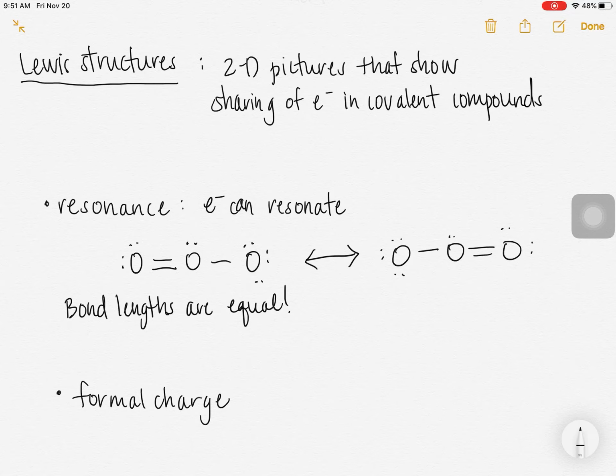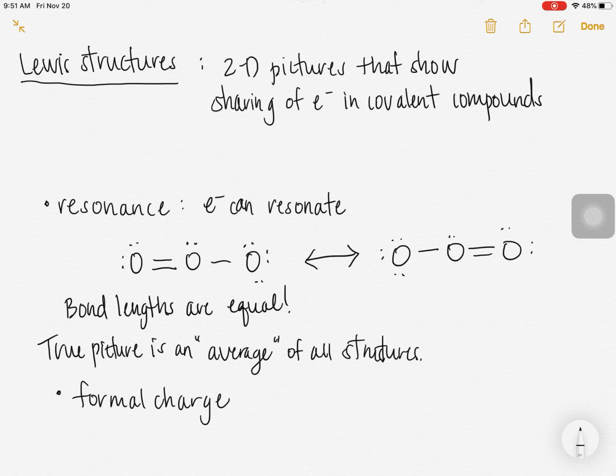And scientists kind of said, how can that be? And we realized that the true picture is an average of all the structures. And we talked about, so what is then this bond? And what is this bond? Is this really a single and really a double?